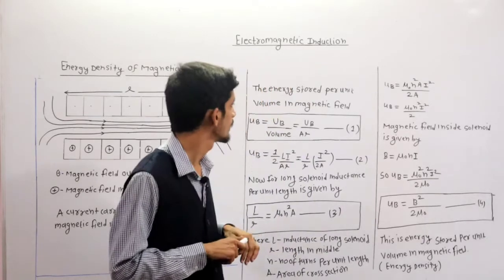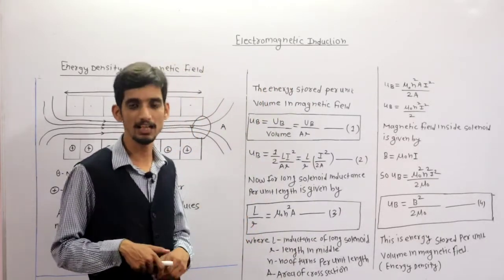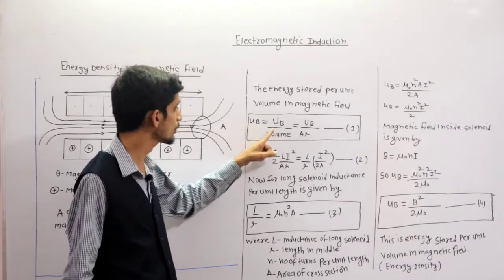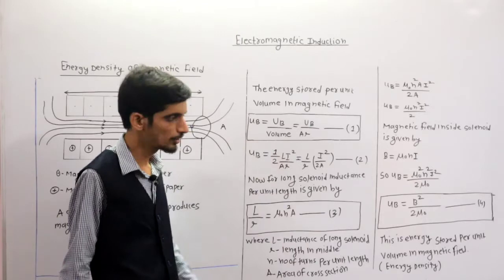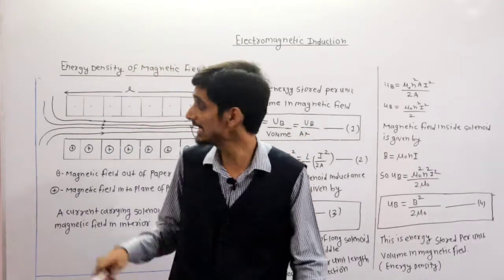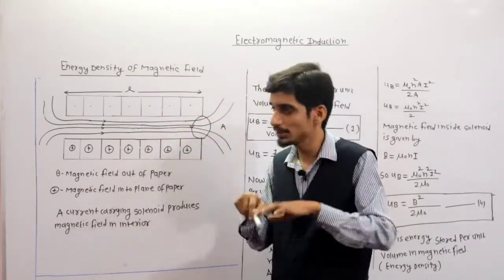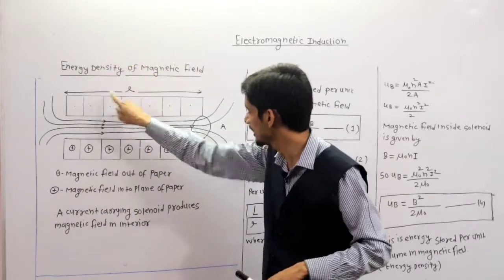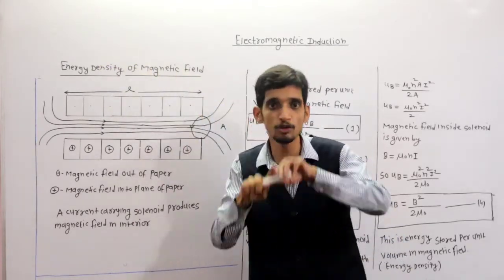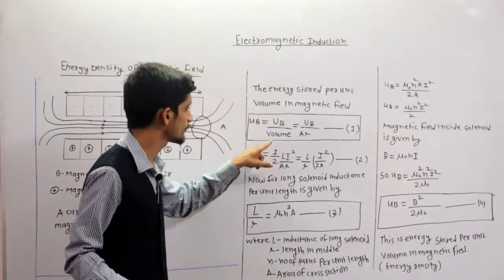Clear? Okay. Now, energy stored per unit volume in magnetic field, as I discussed with you, UB, that is energy density, which is what? Energy stored upon volume. Volume means actually what? Length into cross-sectional area. This is the length of the solenoid, l, and this is the area of cross-section. So this area into length will give me volume. Clear? Okay.